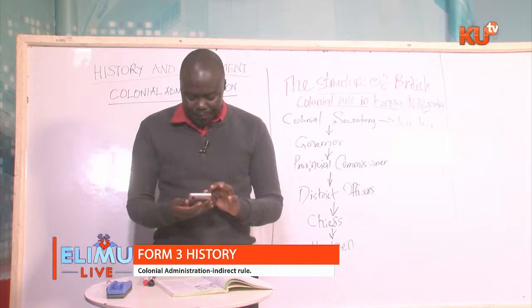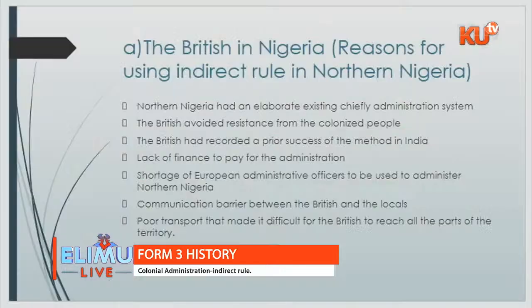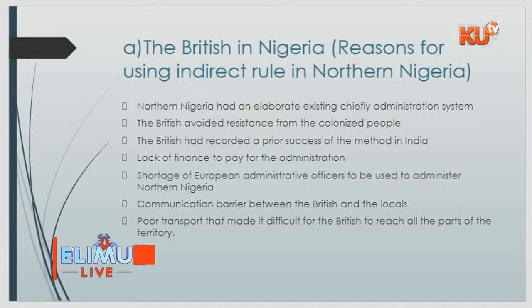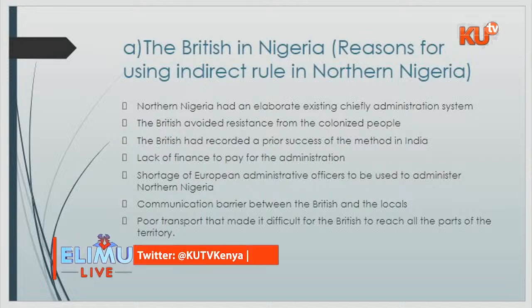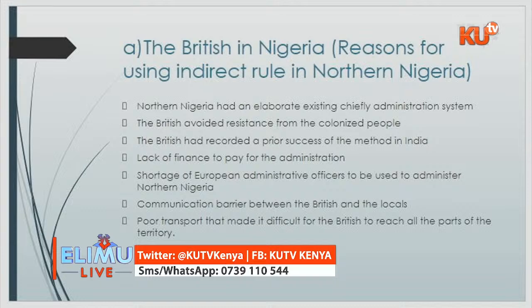Then the third one, the British had recorded a prior success of the method in India. Yes, India is a vast domain, and I have to repeat, it was a vast colony. In fact, it is called a subcontinent. Now, indirect rule had really succeeded in India. Why? The existing structural leaders of the Brahmin caste in India were the ones who the British accorded the duty of recruiting labor for them, working for them and doing everything.